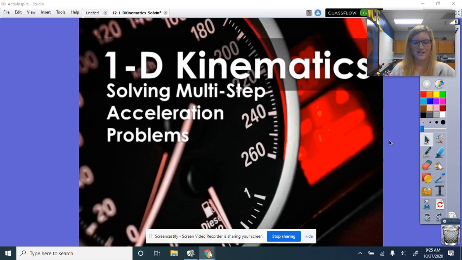Hey guys, happy Tuesday. So we are going to go through how we're going to solve multi-step acceleration problems today. And really this is where I think physics gets a lot of fun because everything we've done so far is pretty straightforward. There are a couple of things that you have to remember to look for here and there, like making sure our units are checked or that our directions are matching up the exact same.